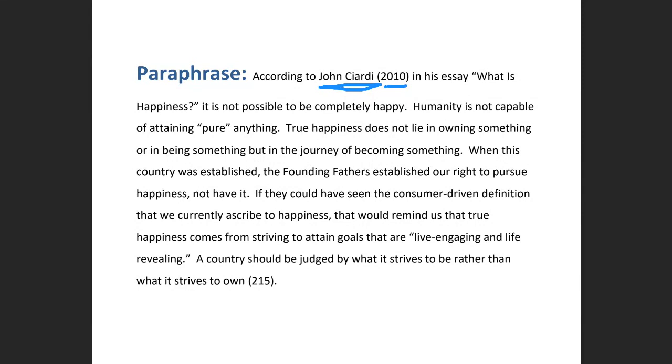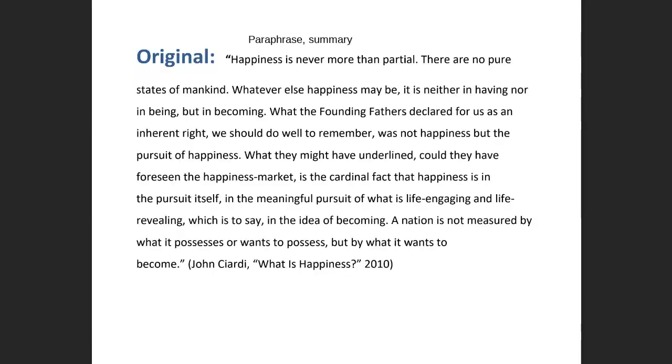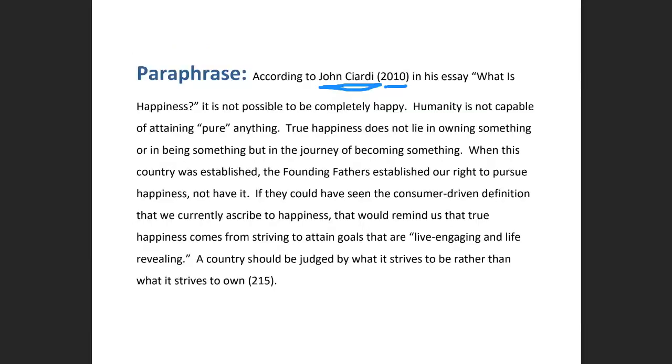"That would remind us that true happiness comes from striving to attain goals that are" — now I couldn't think of a better way to say this, so I copied it word for word the same way he had it, and I just put it in quotation marks. All right. "A nation is not measured by what it possesses or wants to possess, but by what it wants to become." And so for that I put, a country should be judged by what it strives to be rather than what it strives to own. Okay? So there's my paraphrase. And again, not easy, took some time to do it, but notice that I stayed true to his original ideas.